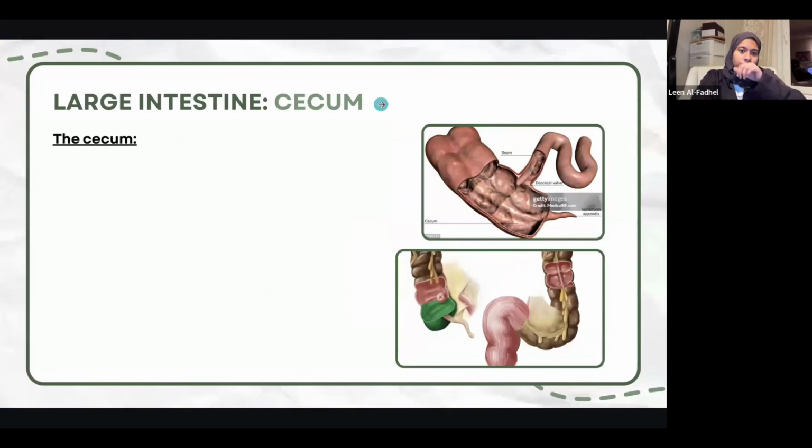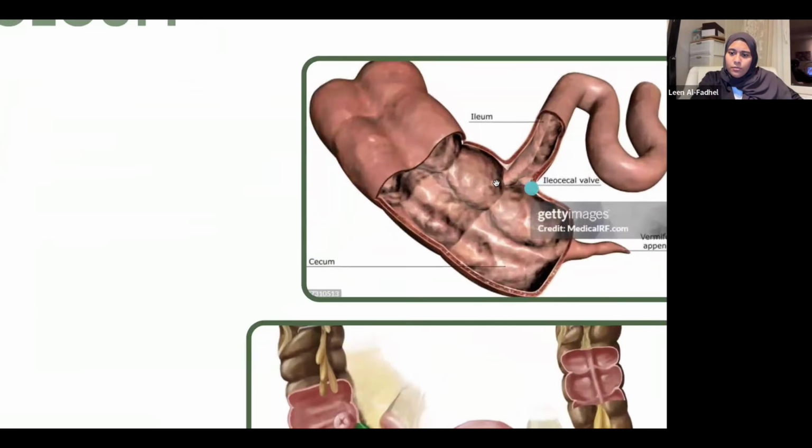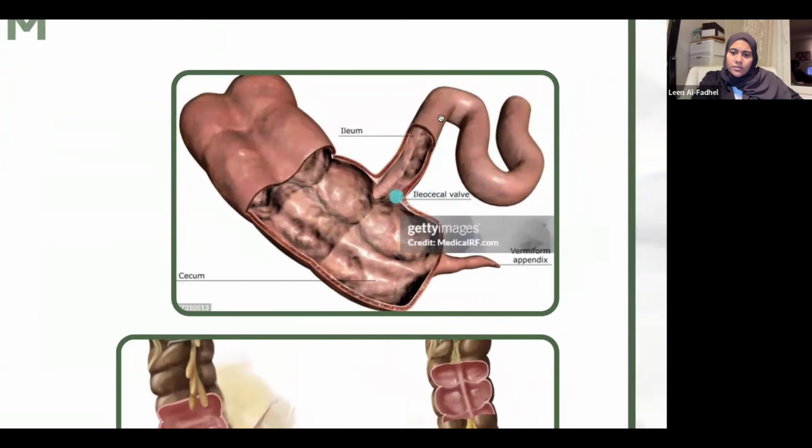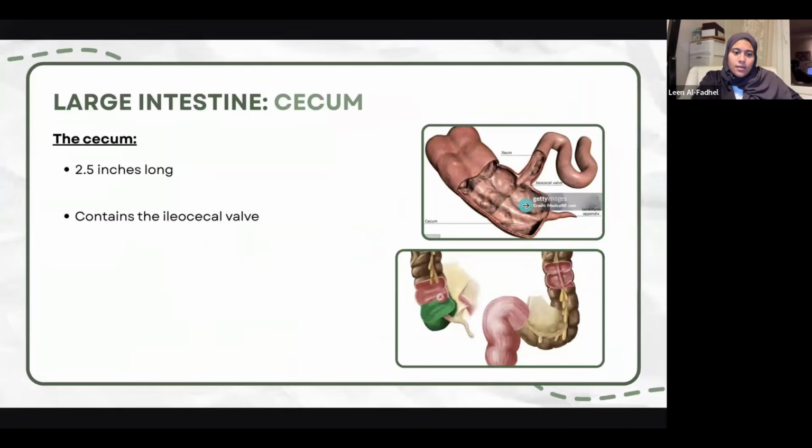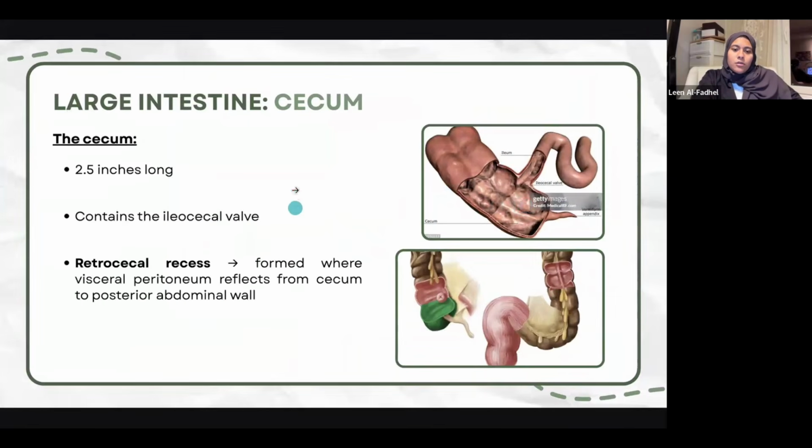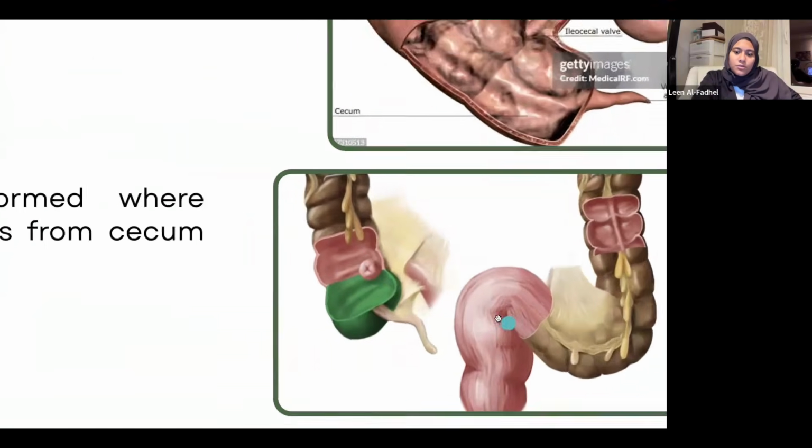Now, the first part of the large intestine is the cecum. Here's the cecum, which is the terminal part. Okay. The cecum is 2.5 inches long and it contains the ileocecal valve, which I talked about earlier. Okay. Here's the ileum, here's the ileocecal valve, here's the cecum. And it has something called the retrocecal recess. Okay. So basically, there's peritoneum here.